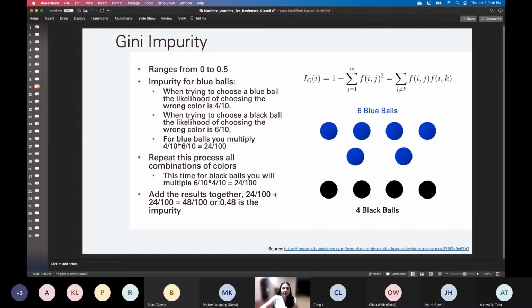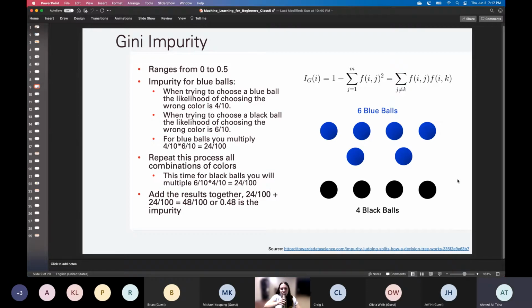So in this case, 0.48 is our Gini impurity. In general, it ranges from 0 to 0.5. So obviously this is a very bad Gini impurity. We are guessing wrong a lot. 0 would be, it's all one color in our group. And 0.5 would be, there is equal chance of getting it wrong in both classification groups. So that's Gini impurity. Are there any questions?